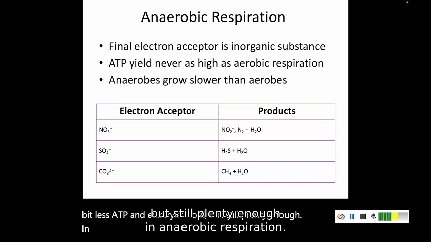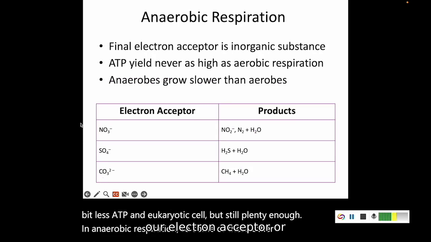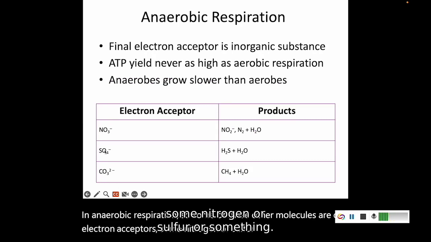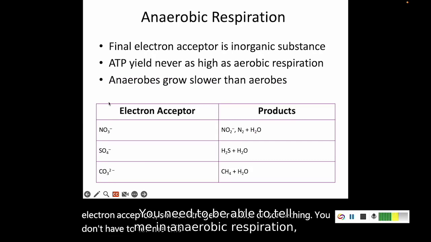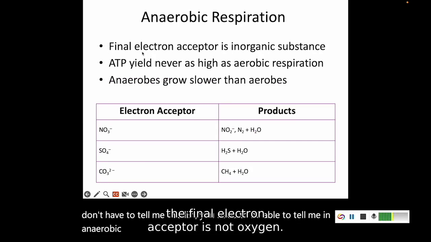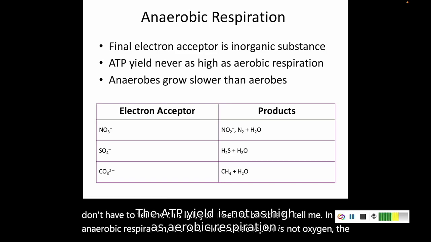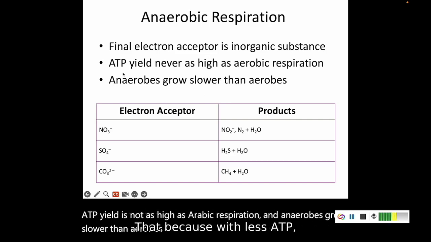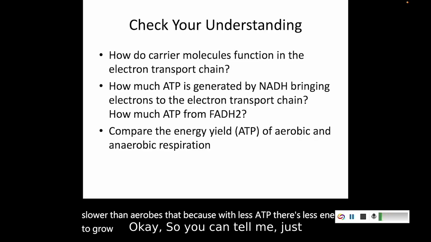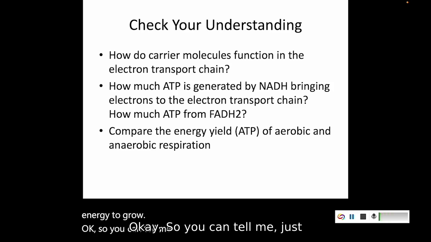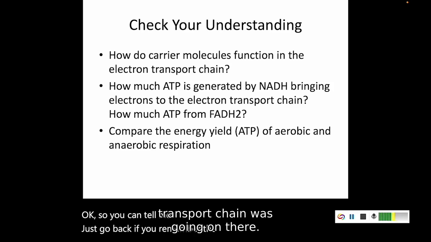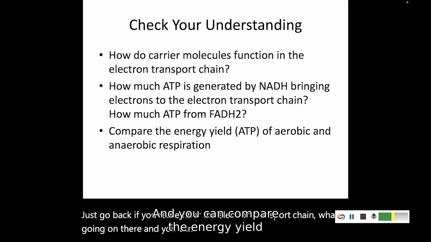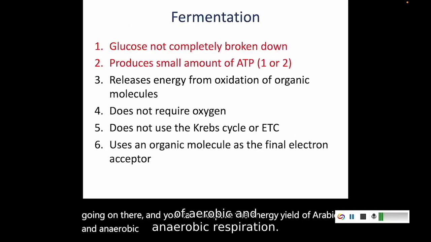In anaerobic respiration, some of these other molecules are our electron acceptors, some nitrogen or sulfur or something. You don't have to tell me this list. You need to be able to tell me in anaerobic respiration, the final electron acceptor is not oxygen. The ATP yield is not as high as aerobic respiration, and anaerobes grow slower than aerobes because with less ATP, there's less energy to grow. Okay, so you can tell me, just go back if you remember the electron transport chain, what's going on there. And you can compare the energy yield of aerobic and anaerobic respiration.